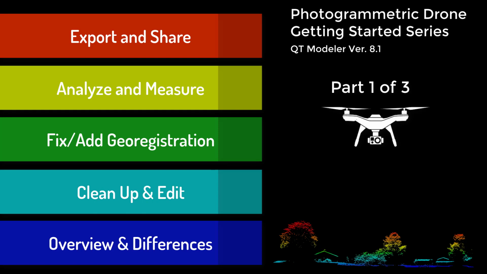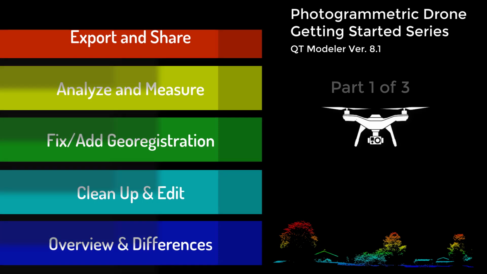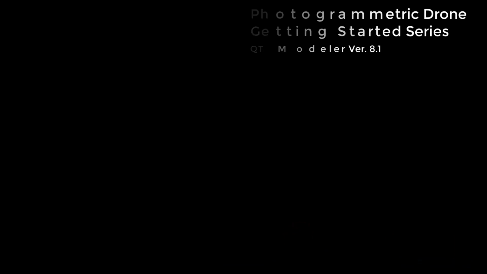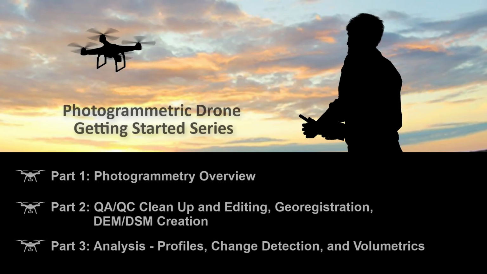In the first video, we will cover photogrammetric derived models, a quick overview, and how they differ from LiDAR. In video 2, we'll learn how to take your raw data and turn it into a finished product. We will cover Quick Terrain Modeler's cleanup and editing tools, the georegistration process, and DEM and DSM creation. And lastly, in video 3, now that the data is cleaned up, what can you do with it? We'll cover profiles, change detection, and volumetrics.